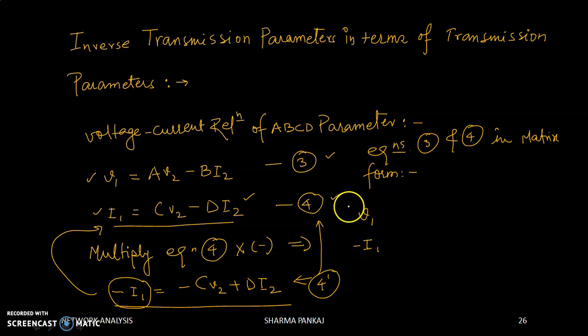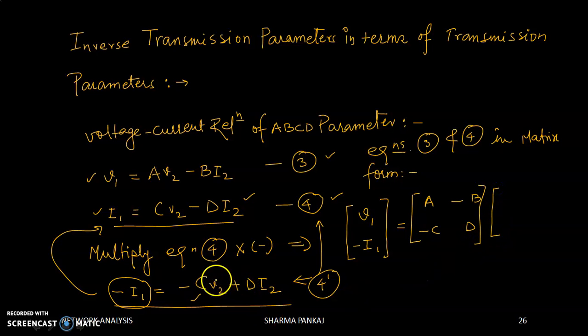So, minus I1 is equal to A, minus B, minus C, plus D. No need to put the plus sign here, it is understood. We know all this. And V2 into I2, this is your complete matrix form. Now, we have to make comparable equations.